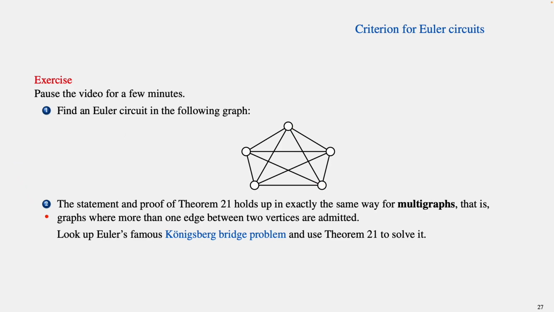And the second task for you is to look up Euler's Königsberg bridge problem, understand it, and use theorem 21, which we just had on the slide before, to solve it. Now for this problem, it's important to understand that the theorem holds in exactly the same way for so-called multigraphs. So multigraphs are just graphs where we allow more than one edge between two vertices. So please do these exercises now.